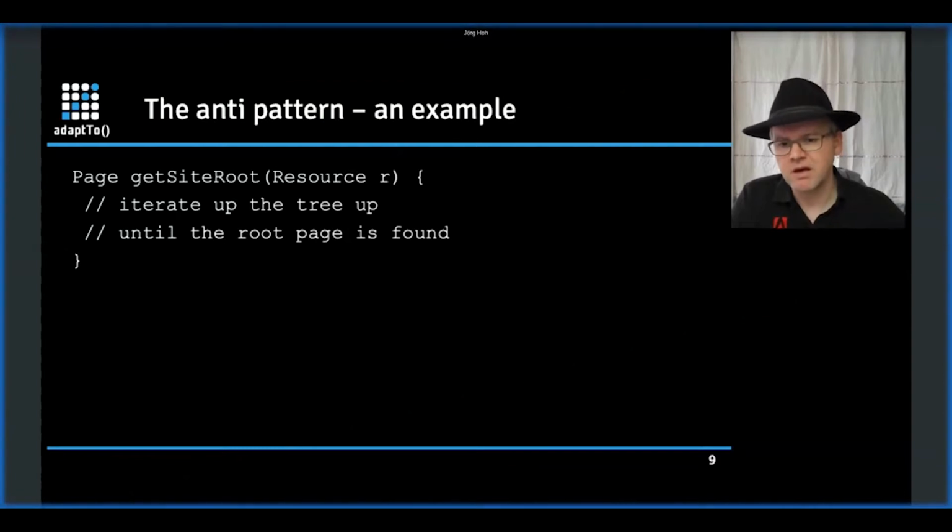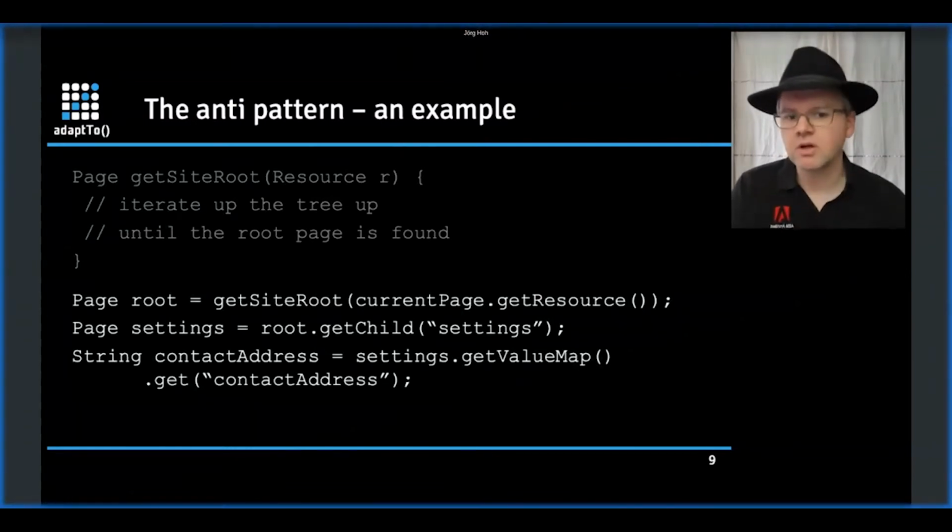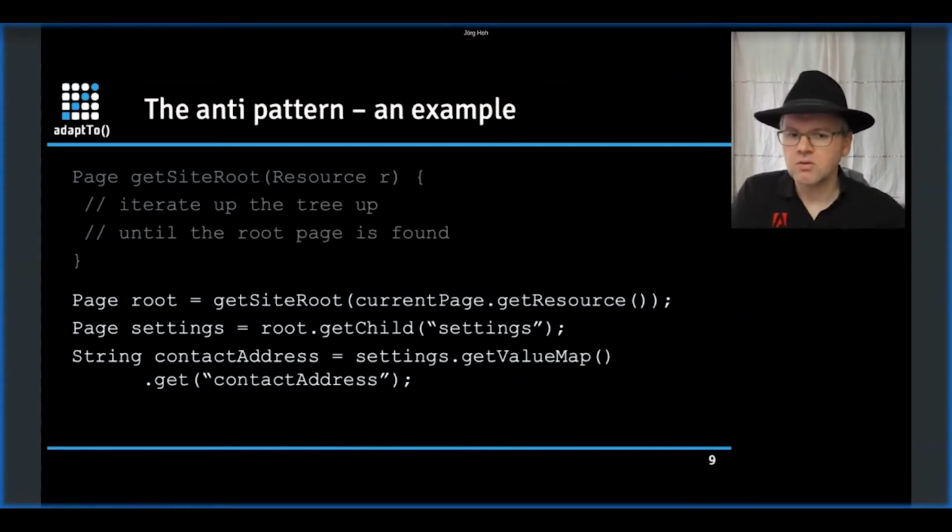Maybe you compare it to a hard-coded template type. And then the next thing is, okay, you use this function, you iterate up the tree, get the root node, and then my settings are all stored on the child node or child page to the root page, and then there it is stored at the contact address property. Okay, what can go wrong?